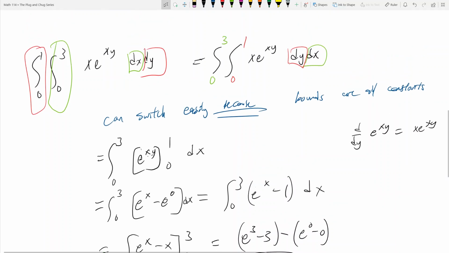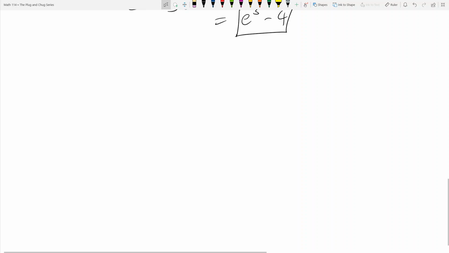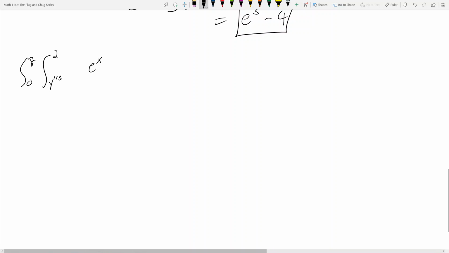But I've made this huge fuss about the bounds being constant, which made this an easy switch. So now let's take a look at what happens when the bounds are not constant. All right, so let's look at the following integral: 0 to 8, y to the 1/3 to 2, and now I've got e to the x to the 4th dx dy. This is very interesting. Now this bound is not a constant. It's a function; there's a y inside the boundary.